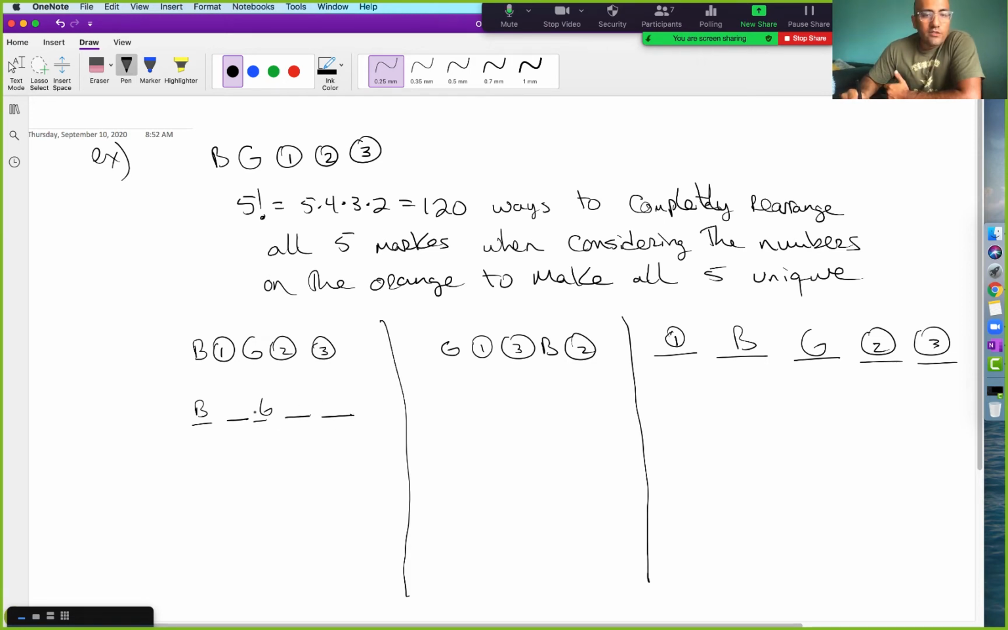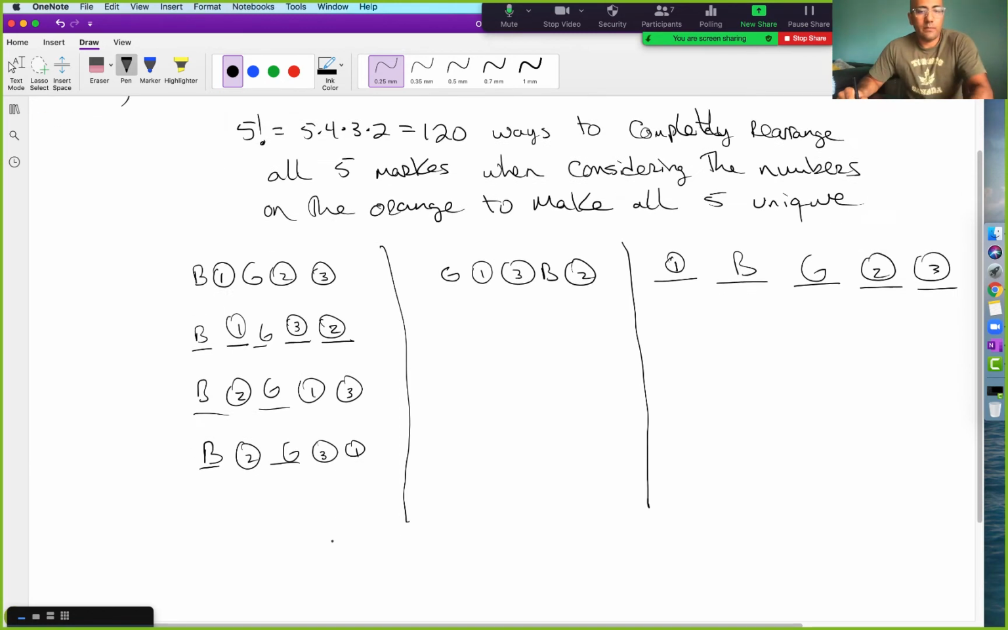And there are 3 oranges to move around, so I could put orange 1 here, and then orange 3 there, and orange 2 there. Or I can put my blue and my green there, which means I can put my orange 2 there, orange 1 here, and orange 3 there. Or I can put my blue there, and then I can put my orange 2 there, my green, and then my orange 3 and an orange 1 there, right? Just a couple more cases.